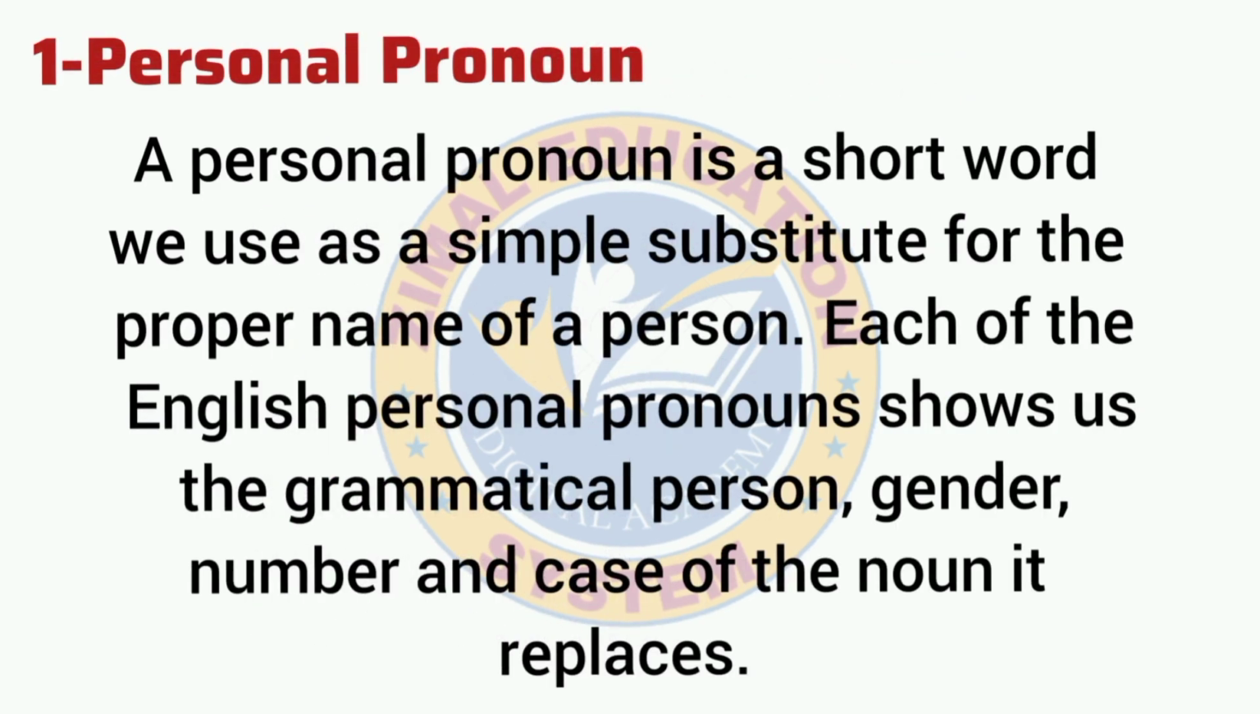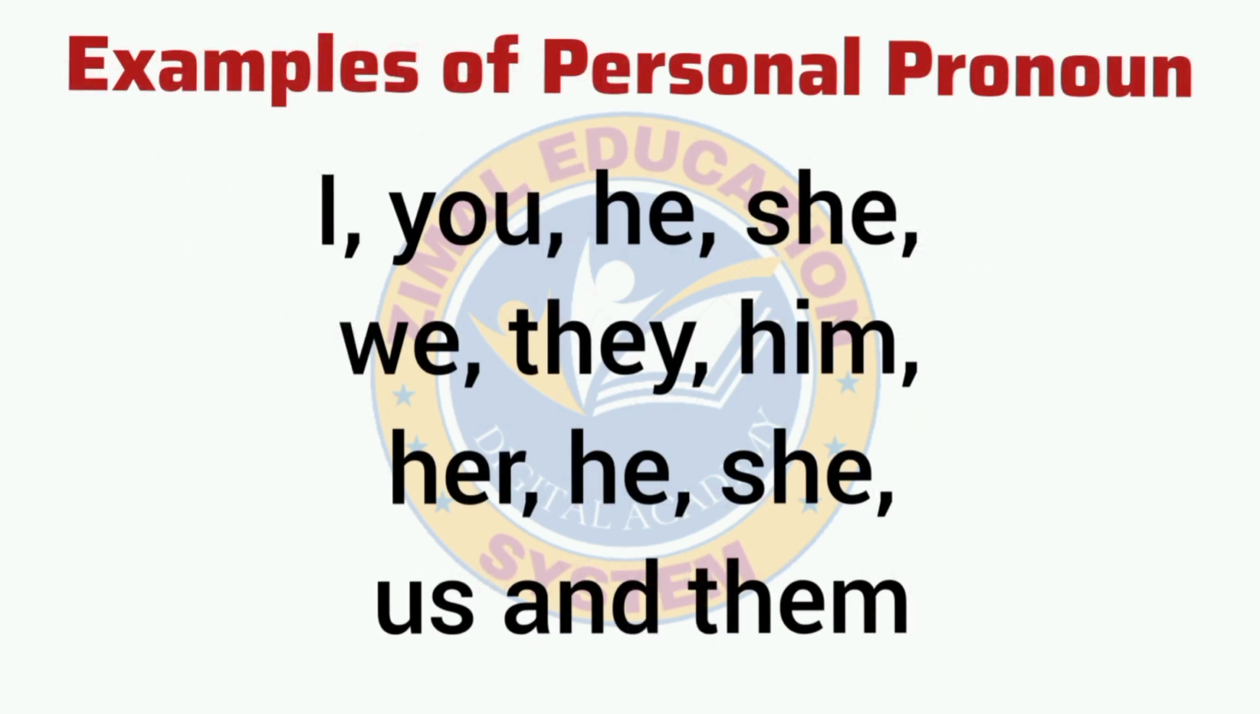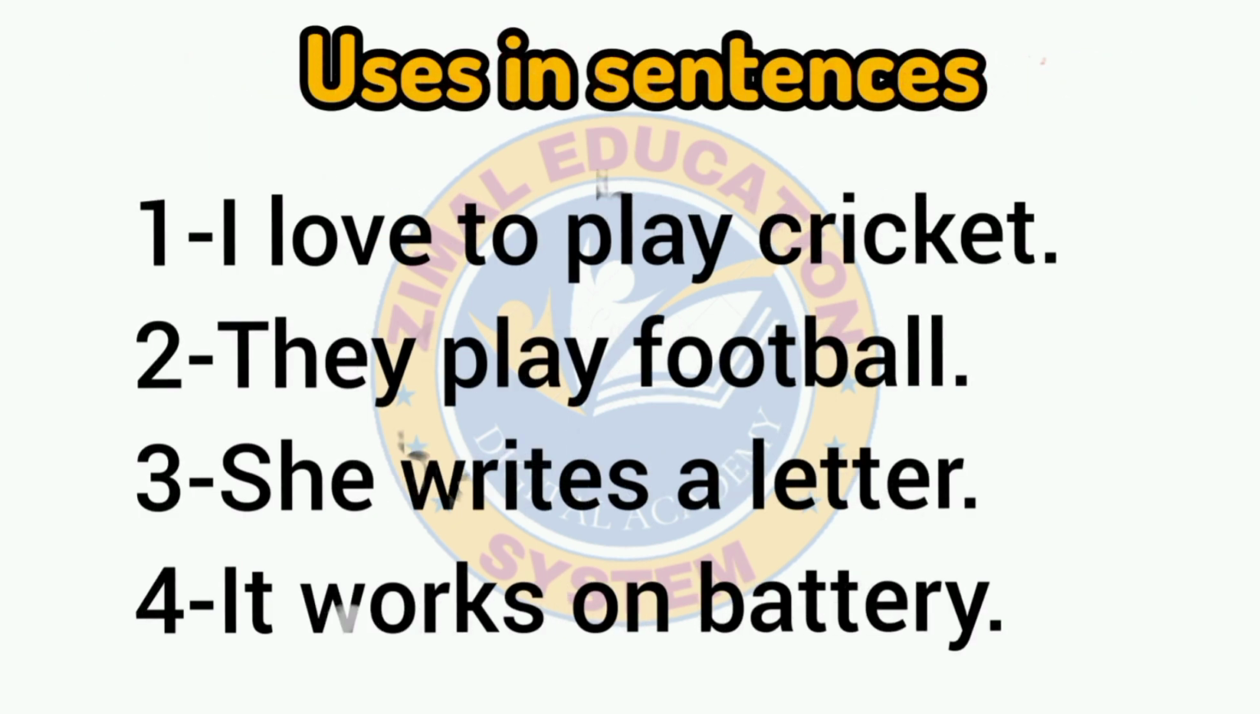Number 1. Personal pronoun. A personal pronoun is a short word we use as a simple substitute for the proper name of a person. Each of the English personal pronouns shows us the grammatical person, gender, number, and case of the noun it replaces. Examples of personal pronoun are I, you, he, she, we, they, him, her, us, them.